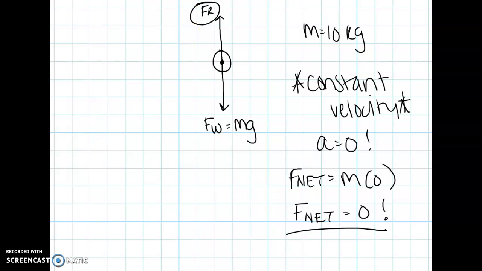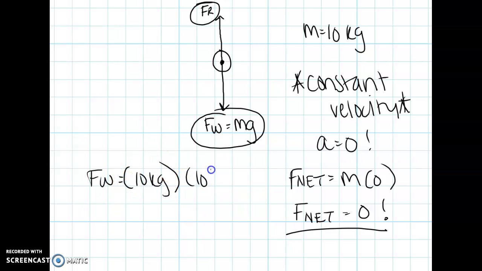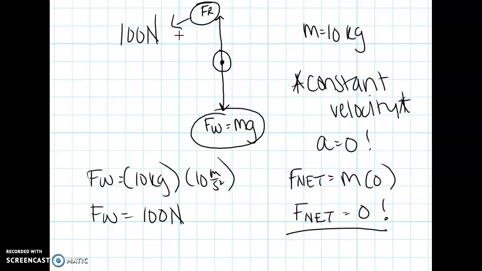So in order to have a net force equal to 0, what does this force of resistance have to be equal to? Well, it has to be equal to the weight acting down. So if we were to solve for the weight, which is 100 newtons, then this force of air resistance would have to be 100 newtons.